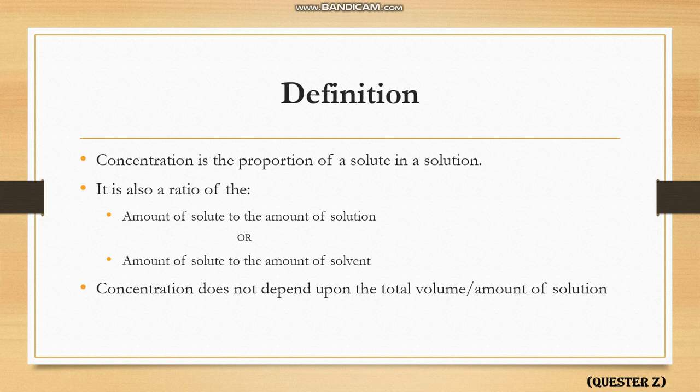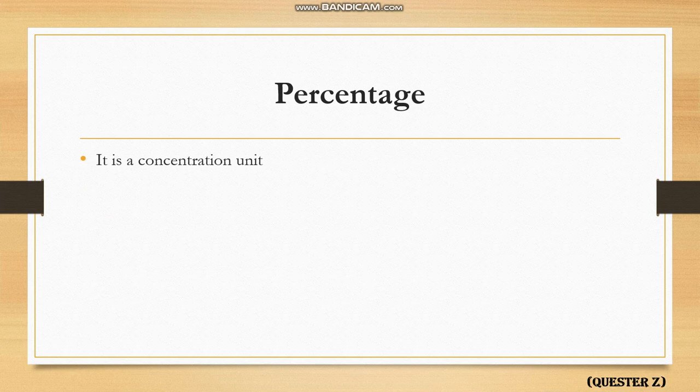So let's start. Percentage is a concentration unit. Basically it is a unit that refers to the percentage of solute present in a solution. For example, a 10% salt solution, a 10% sugar solution. It means there are 10 grams of salt or 10 grams of sugar added in 90 grams of water to make the total 100.